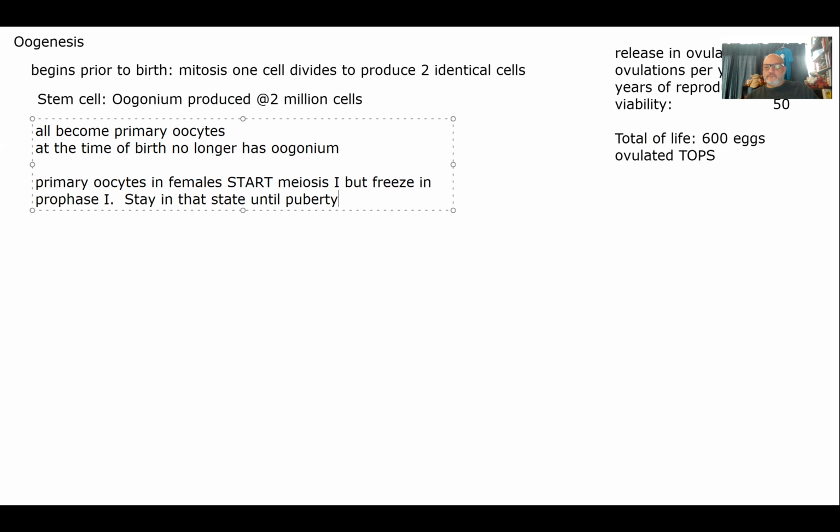When it freezes, what age? At birth. At birth, when these primary oocytes are made, they start the process of meiosis and they freeze in prophase 1. And they stay that way from birth until puberty.